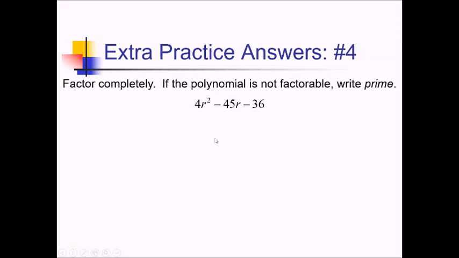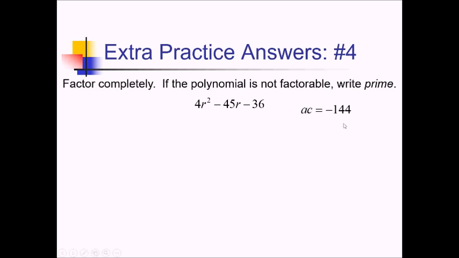On this one, we have an a value that's not 1, and we can't factor a 4 out of everything here. So let's go to the AC method. 4 times negative 36 gives us an AC value of negative 144. Now I need factors of that, negative 144, that add up to negative 45.